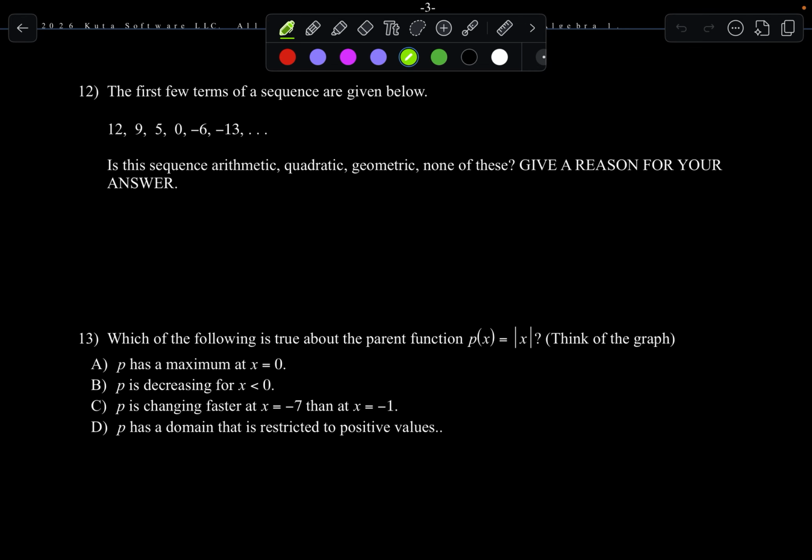On 12, they tell you the first few terms of a sequence are given below, and they want to know, is this sequence arithmetic, which means we're adding the same number, quadratic, which means we're going to have to look at what that means, geometric, which means we're multiplying by the same number, or none of these. Well, it's easy to tell about the geometric. To go from 12 to 9, we would have to multiply by 3/4. And then to go from 9 to 5, it's not 3/4. So you're not multiplying by the same number. So it's definitely not geometric.